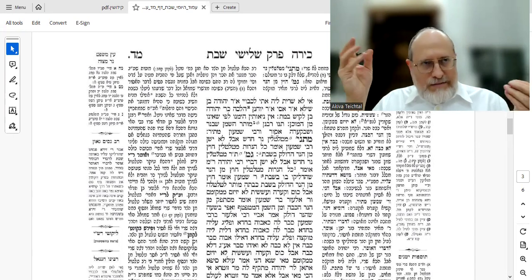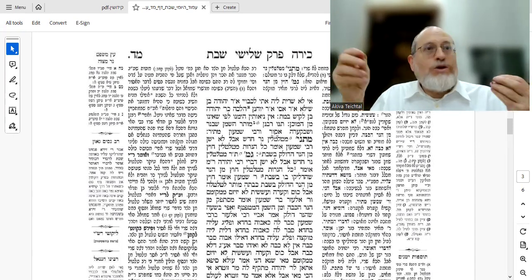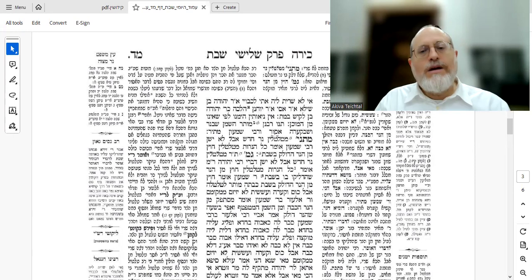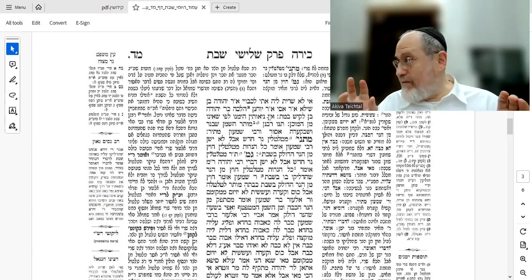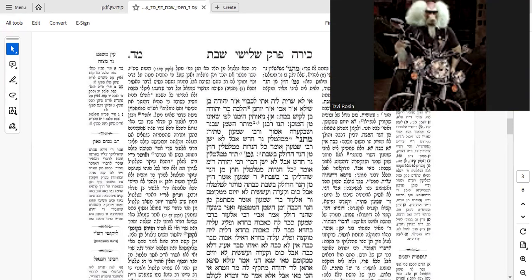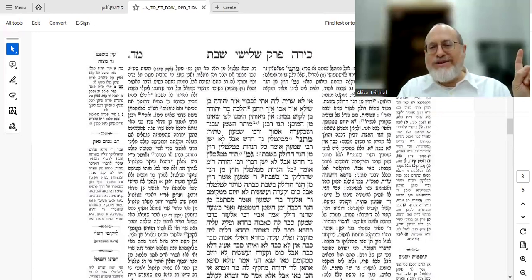It's meant for lighting. Lighting by nature is something that I can't use while it's lighting. So it's forever, that kind of light, because that kind of oil, even after it's put out, is also muktzeh because it's meant for lighting.